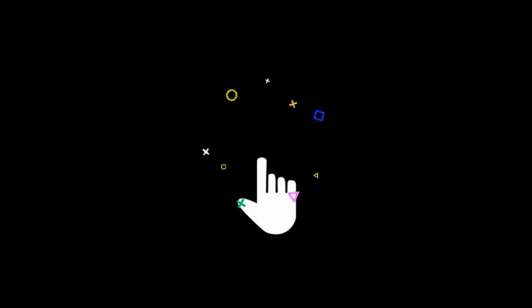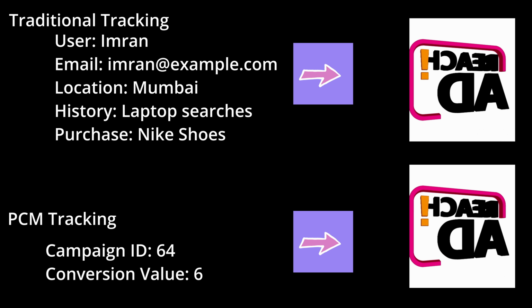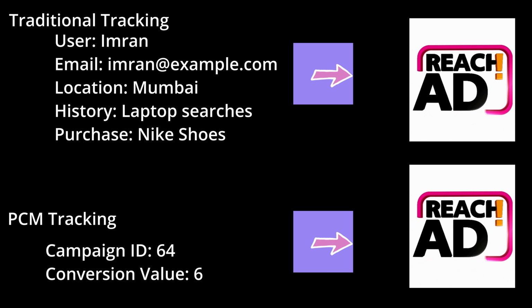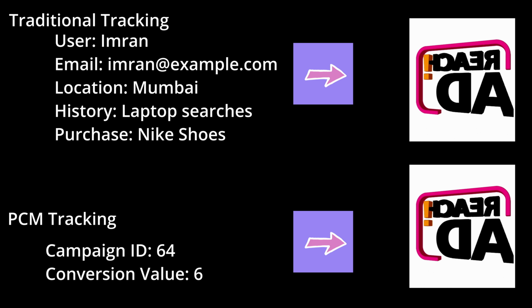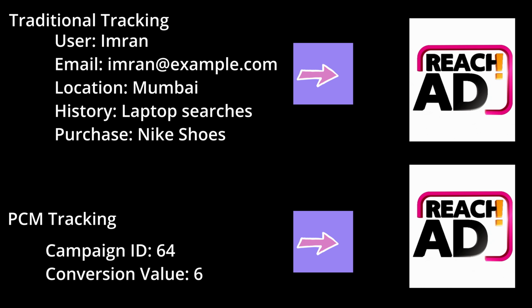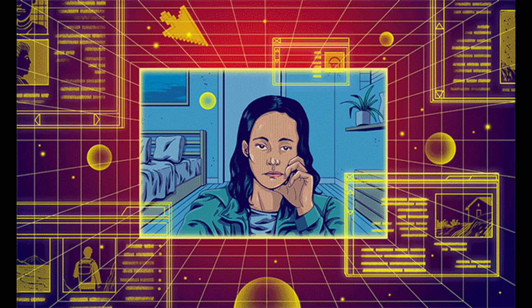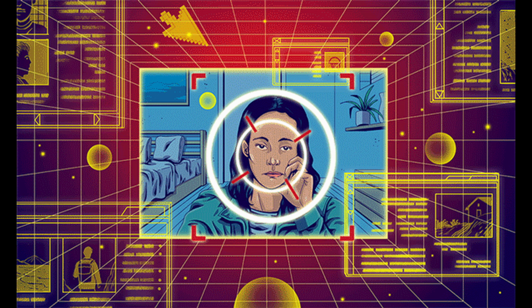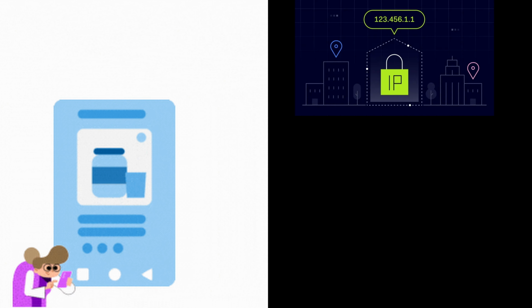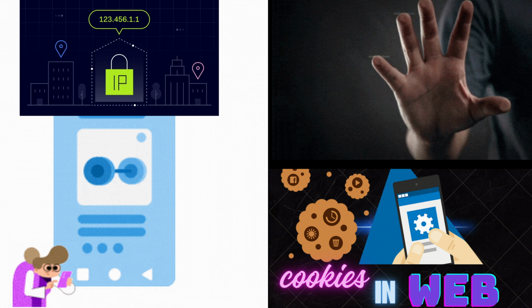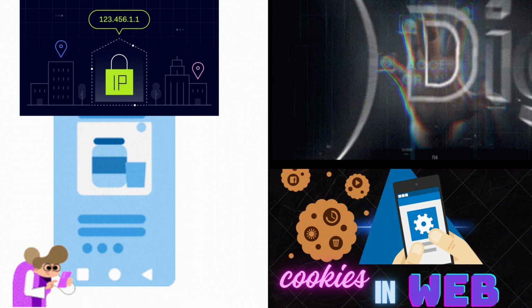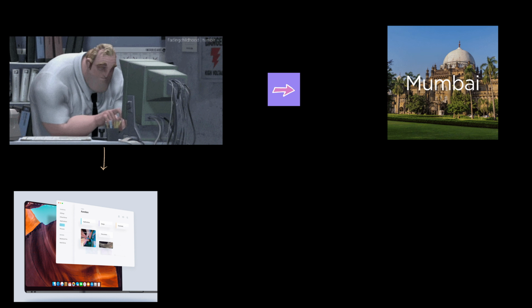Instead of sending who clicked it, it sends a campaign ID up to 64 values, enough to track ad verifications, and a conversion value up to 6 bytes, like small purchase or big purchase. The data is delayed and sent through the browser itself, so it can't be tied to your exact visit or device. No personal identifier, IP, cookies, or fingerprint are included. So the advertiser sees something like: ad campaign tool got a conversion worth 3. It's not like Imran who searched for laptops yesterday and lives in Mumbai bought Nike shoes at 2:30 p.m.